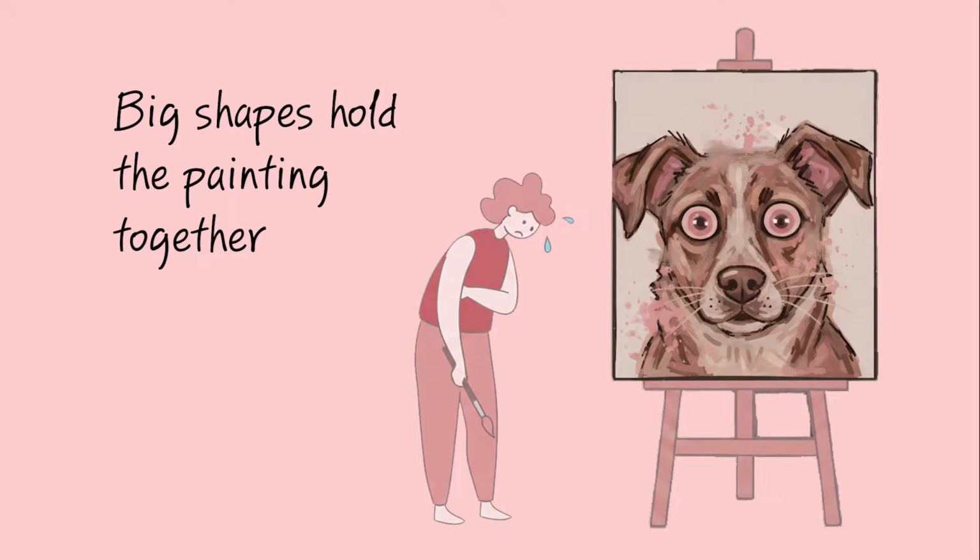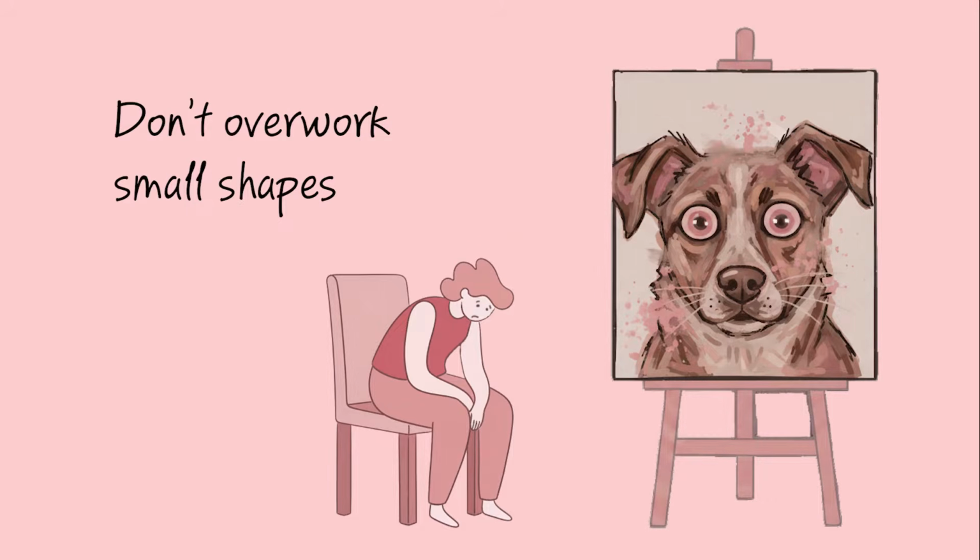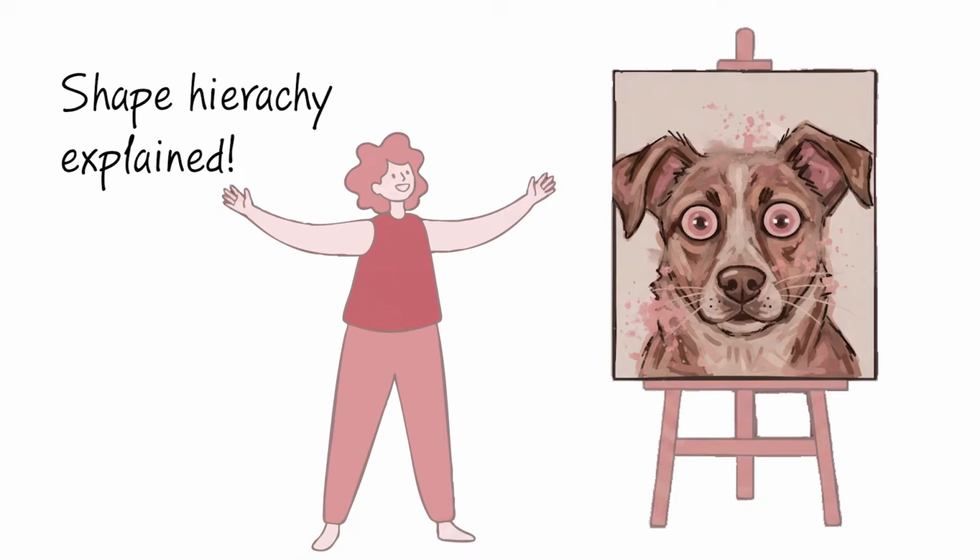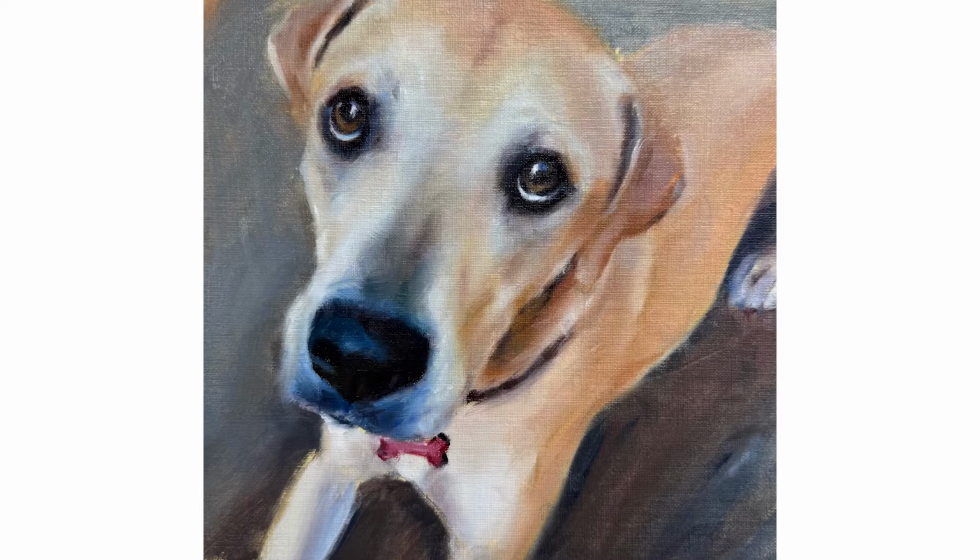Big shapes hold the painting together. Small shapes live inside those big shapes. Overworking those small shapes is one of the fastest ways to kill a painting. In today's video, I'm going to show you the importance of shape hierarchy and use this recent dog commission to illustrate my points. Let's get started.